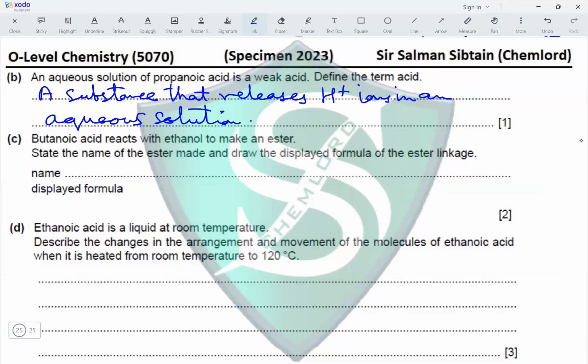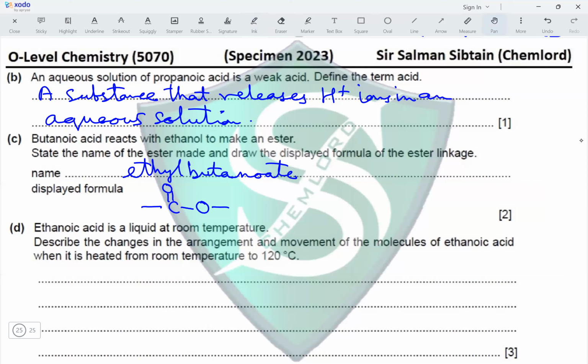Okay. Part C. Butanoic acid reacts with ethanol to make an ester. State the name of the ester made and draw the displayed formula of the ester linkage. Okay, so the alcohol part is ethanol. So the name of the ester would start with ethyl, and the acidic part would be of butanoic acid. So the name of the ester would be ethyl butanoate, right? Ethyl comes from ethanol and butanoate comes from butanoic acid. Ethyl butanoate. The displayed formula of the ester linkage would be C double bond O and single bond O. This is the displayed formula of the ester bond.